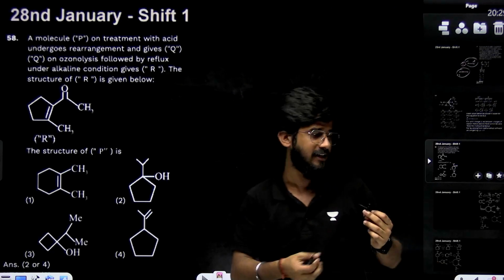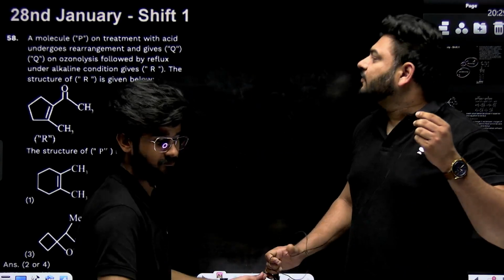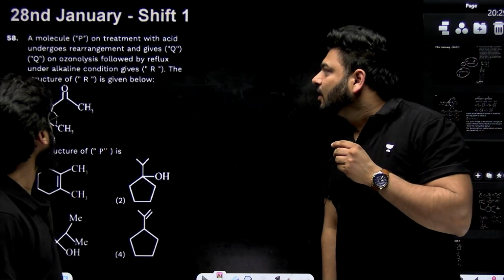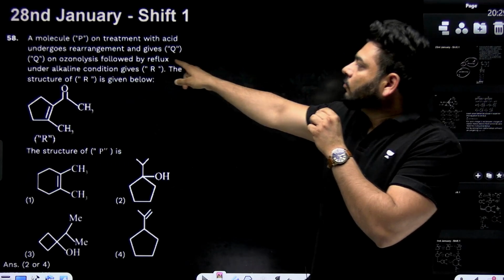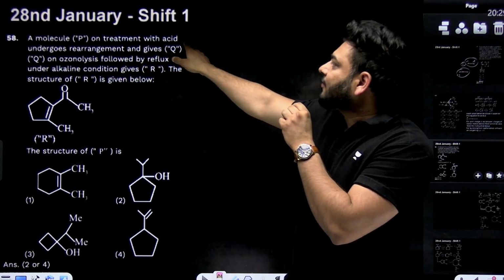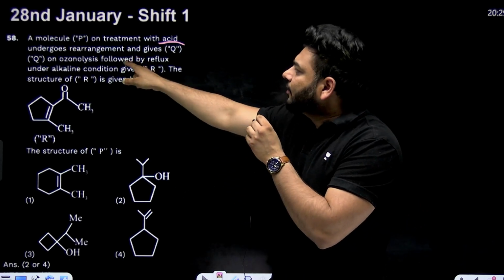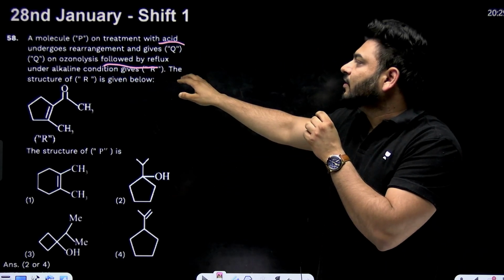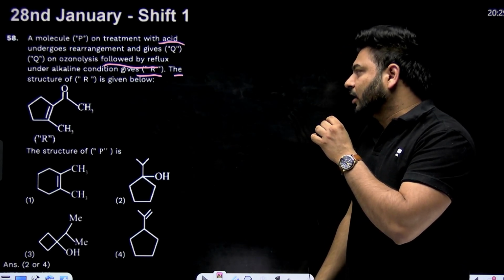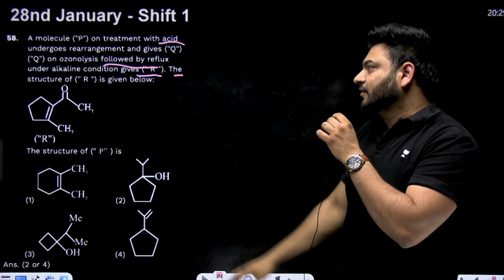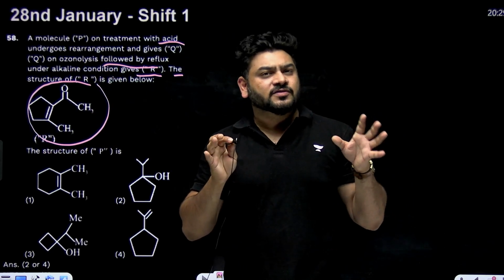is from chemistry again. So sir, we have another question. So sir, see this question actually, this has been asked that a molecule P is there, and this P undergoes, first of all, a rearrangement in acid. That means it could be an alkene as well as some alcohol also, and then it goes for ozonolysis followed by reflux under alkaline condition. So definitely what we are getting is oxidative cleavage, and then the structure of R is given over here. So what I'm getting actually is that there is a sequence of some reactions.